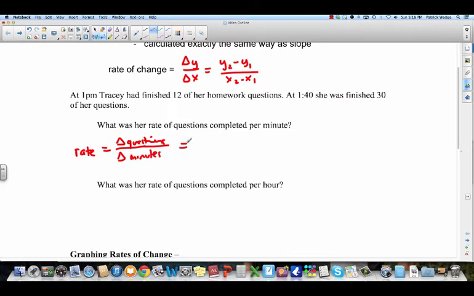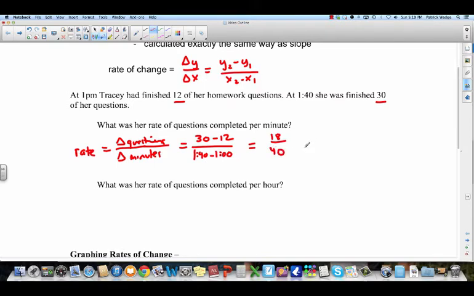So what's the change in questions? Well, she was at 12 and then she ended up at 30. So we could do 12 take away 30, or let's keep it positive, 30 take away 12. That's the difference in questions. What's the difference in minutes? Well, it was at 1 p.m. and then it went to 1:40. So it looks kind of funny, but I guess you could say 1:40 take away 1 o'clock. It's kind of weird, but 30 take away 12 is 18. 1:40 take away 1 o'clock equals 40 minutes.